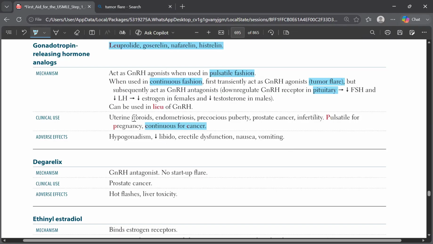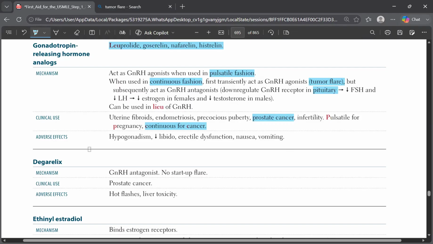Except that there is uterine fibroids, endometriosis, a uterine condition, a leiomyoma, another uterine condition, precocious puberty, and a condition in males that is prostate cancer, and again infertility. Pulsatile for pregnancy and continuous for cancer.